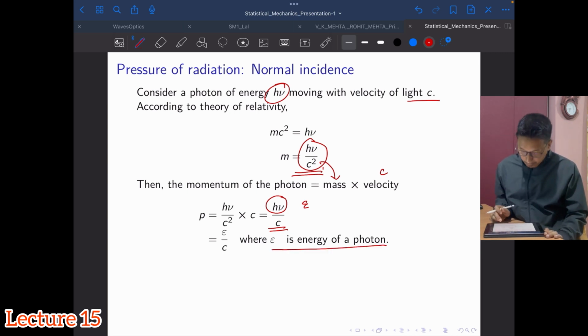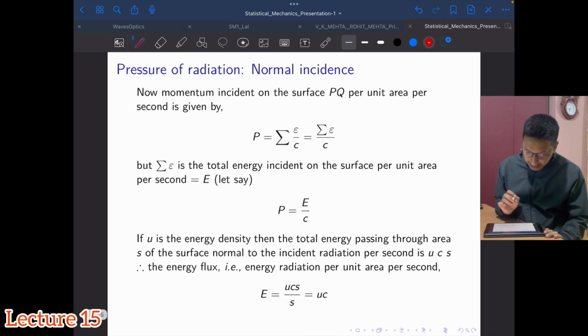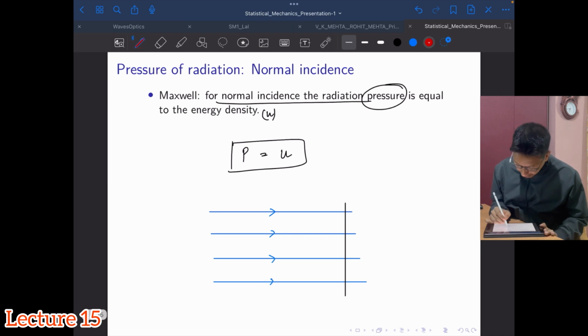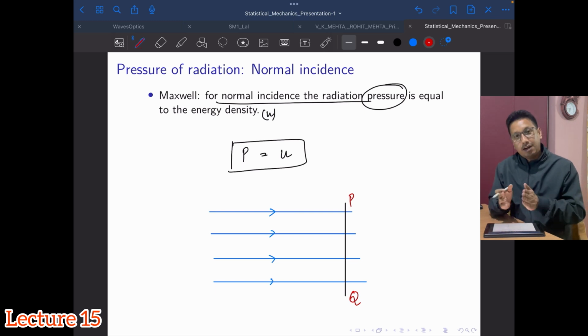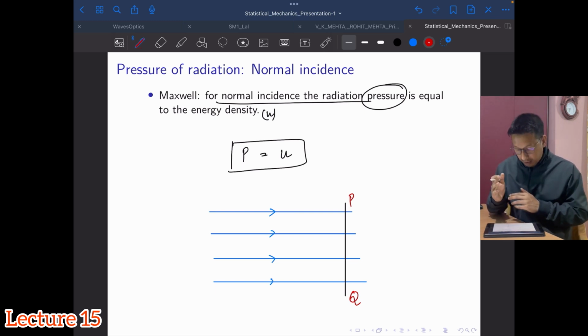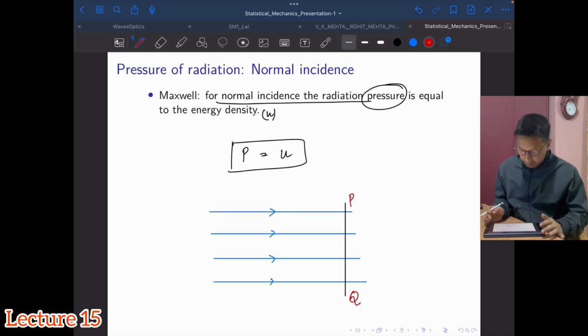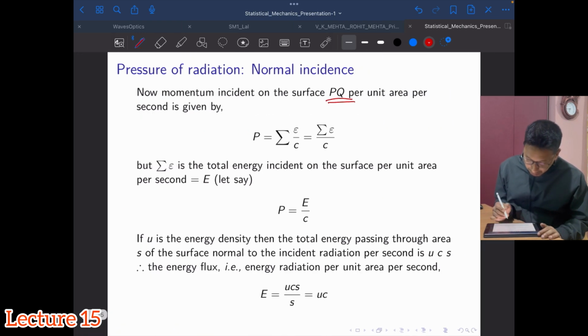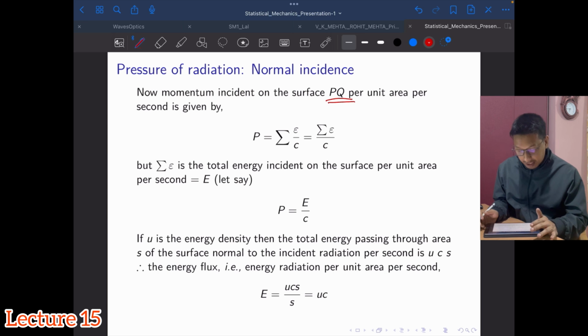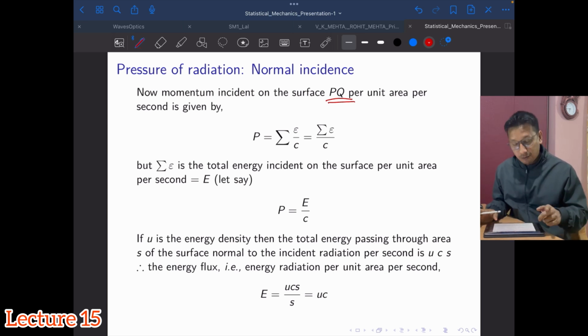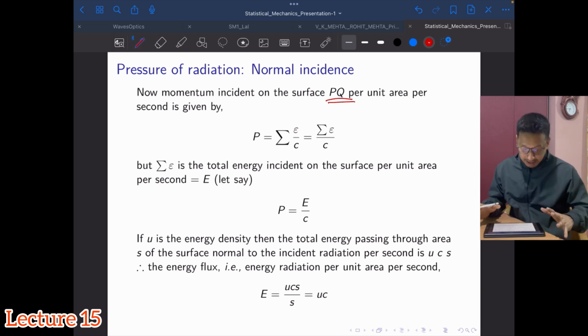All right, so I have named the surface here PQ. So these rays of light are falling perpendicularly on the surface, which I have named PQ. Now the momentum incident on the surface PQ per unit area per second. Please kindly note this, per unit area per second, otherwise you will miss the trick here.